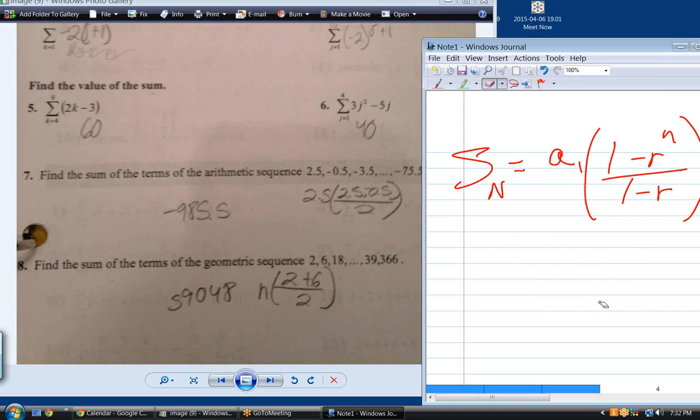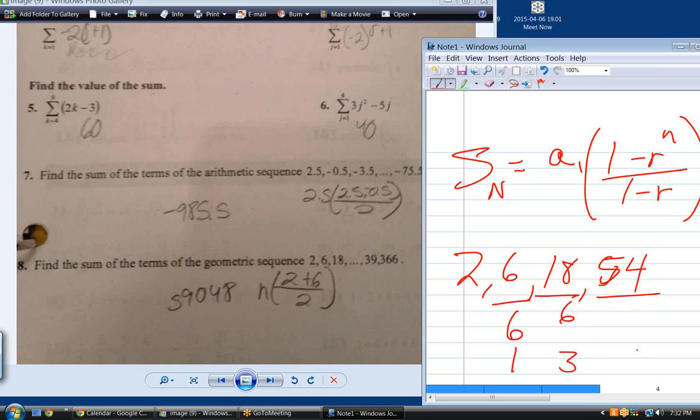Okay, so how can we figure out which term that is? If we divide by 6, it almost works, doesn't it? Hold it. The sequence is 2, 6, 18. The next one is 54. So if we divide that by 6, that gives us 1. If we divide this by 6, that gives us 3. Divide that by 6, that gives us 9. That doesn't work.